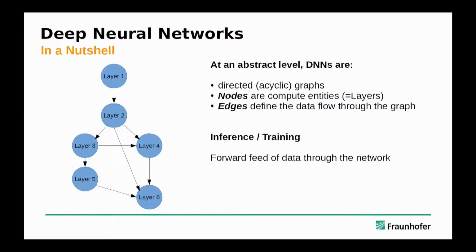And at a very abstract level, a deep neural network is nothing but a directed, sometimes acyclic graph. In my examples here, we'll refer to this case. The graph has nodes that represent some compute entities. We'll talk about this in a second. And the edges just define the data flow through the graph. Training the network actually means flowing data from top to bottom and back. We will see that in a second. And inference of the network is just running data through the network.